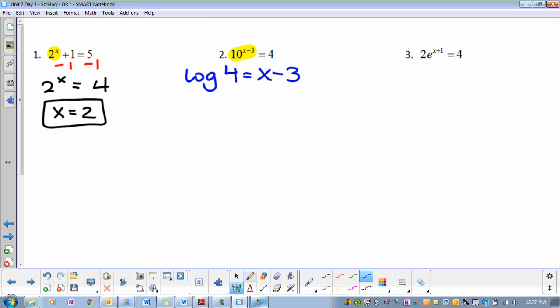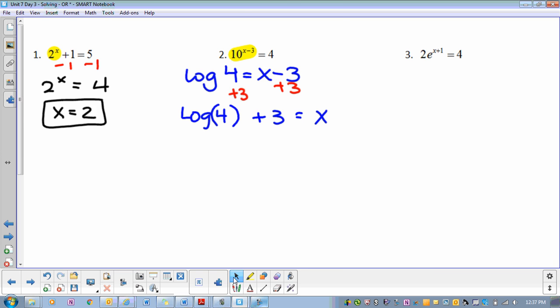So look at this. If I want to solve for this x, all I have to do is add the 3. But be careful here and watch what I'm doing very carefully. Log of 4, that was there first. It's not log of 4 plus 3. It's log of 4 and then plus 3. It's not log of 7. Now let's put it into the calculator.